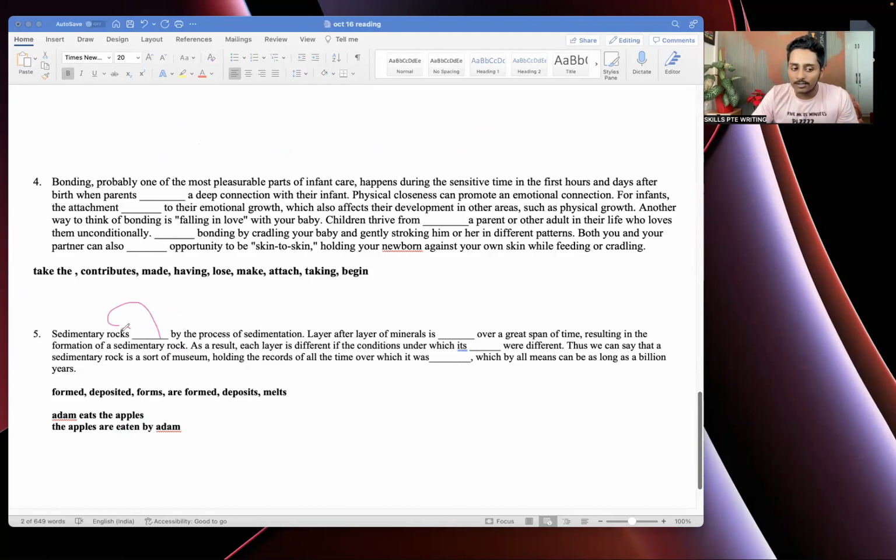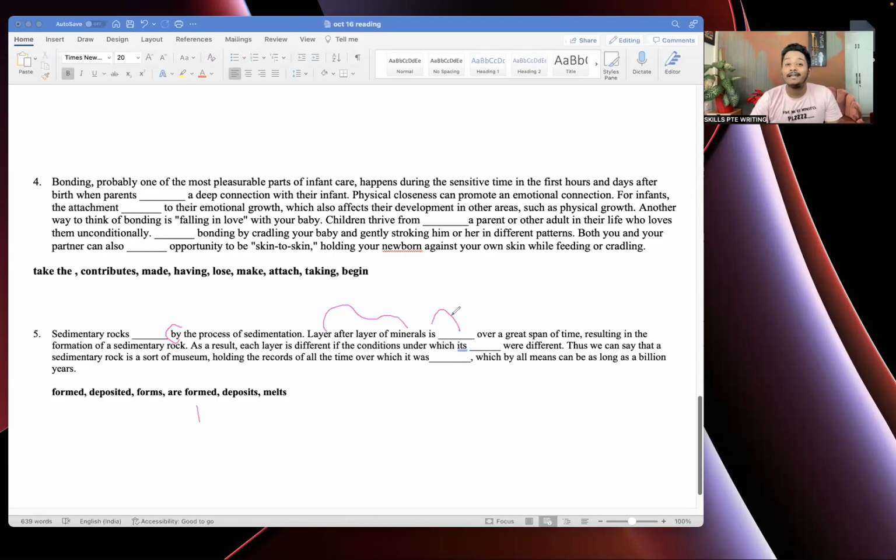Sedimentary rocks, rocks are plural. Or were, something has to come. This is wrong. This is wrong. Are formed. Sedimentary rocks are formed by, this is the clue, it's in the passive form. Sedimentation. Layer after layer of minerals is dash. This is also passive form.